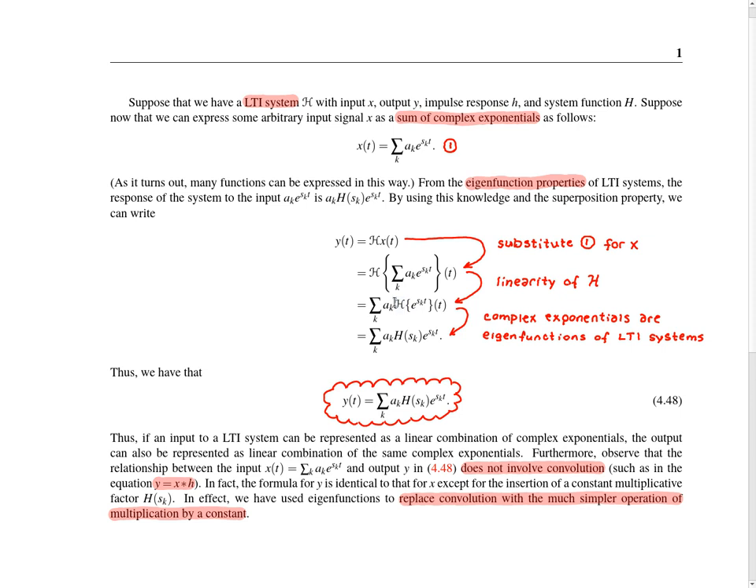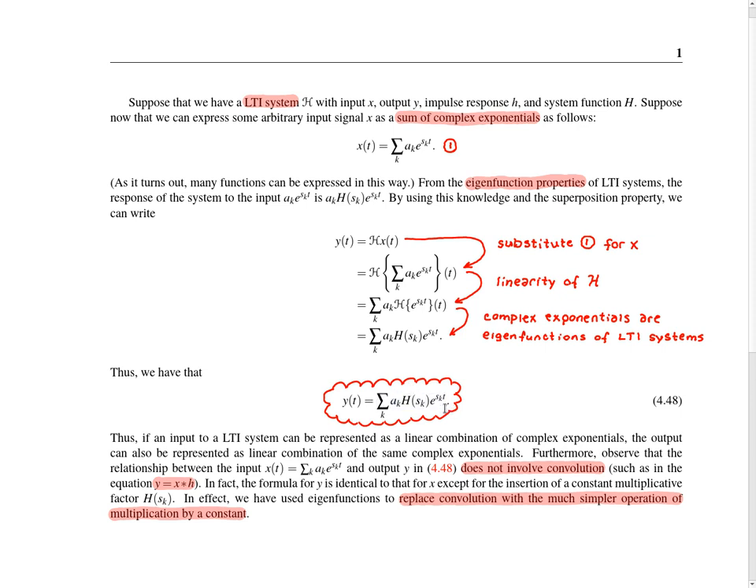And now what we have is the operator h being applied to e to the skt. And the thing to note here is that this particular function that the operator h is being applied to is an eigenfunction of the system h. Therefore, the output of the system, when we put this particular complex exponential into the system h, is simply the same complex exponential, but multiplied by the system function evaluated at sk. This simply comes from the eigenfunction properties of linear time invariant systems. So we've effectively shown the result we wanted to show, which is that if the input has this general form here, then the output is going to have this particular form here.